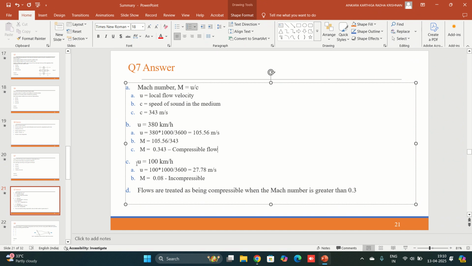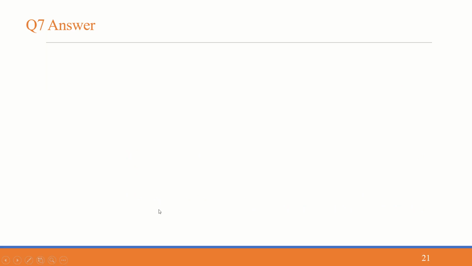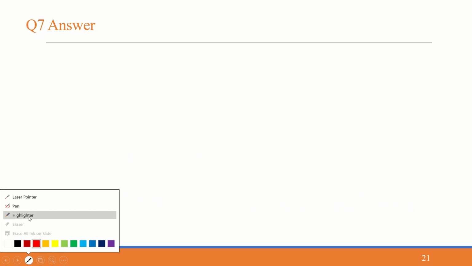Second one, it is a passenger traveling in a bus at a speed of 100 km per hour. Again we convert u into meter per second, which gives 27.78, and M is 27.78 divided by 343. So we get 0.08. We call it incompressible flow because Mach number is less than 0.3 for this particular flow.